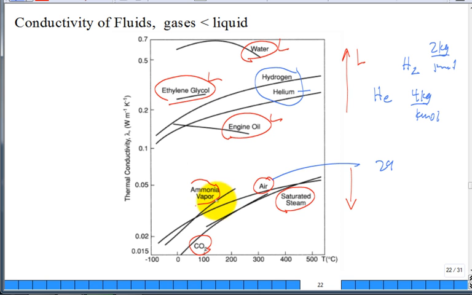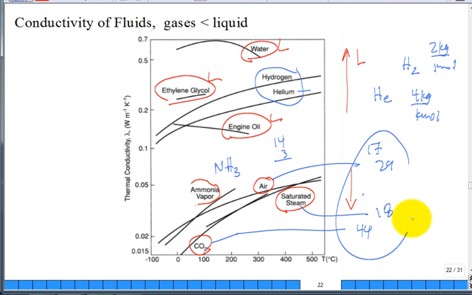Ammonia, I know it's not that high. Ammonia is NH3. How much for the nitrogen? 14. 1 for each of the hydrogen. So it floats around as 17. What about carbon dioxide? It floats around with a molar mass of 44. Carbon with 2 oxygen. Steam is 18. Anyway, they're heavier. The heavier the molecule of gas, the lower its thermal conductivity. Why? Smaller mean free path. Those small molecules really go a long time and then they bump into somebody else. And so they effectively transfer heat over larger distances because of the mean free path.